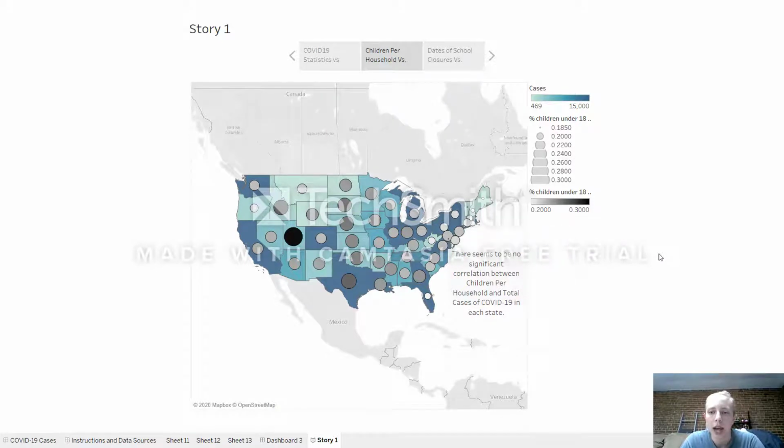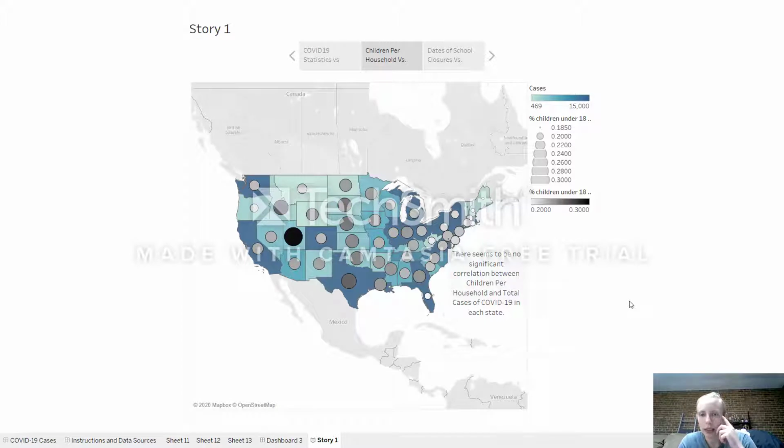And then I've also created these shapes in the middle of each state that represent the percentage of people in each household that are under the age of 18, so legally children. Those circles are representative of that by size and also by color. So the darker circles, the larger circles, represent a higher percentage of children in the household. So for each household, 30% of the people living there are children, or if you go to a state like Maine, only 18.7% are children.